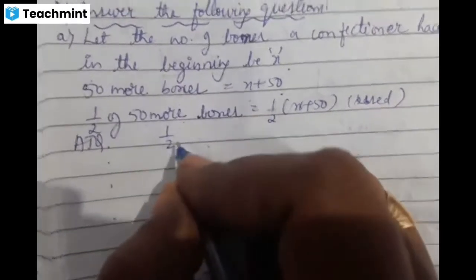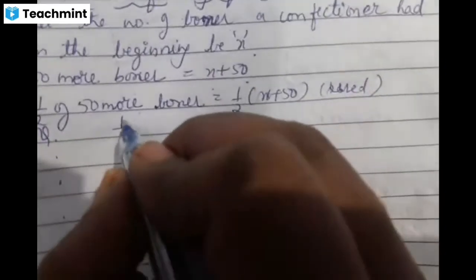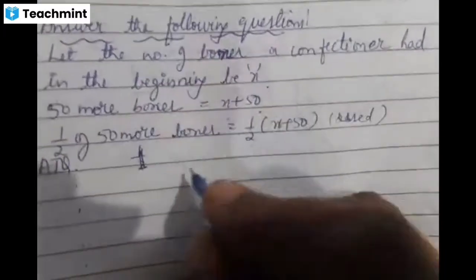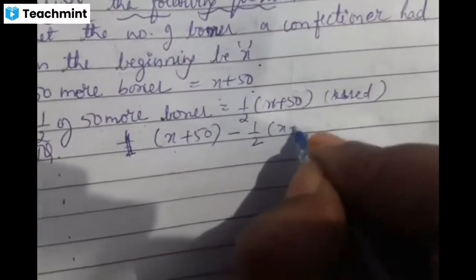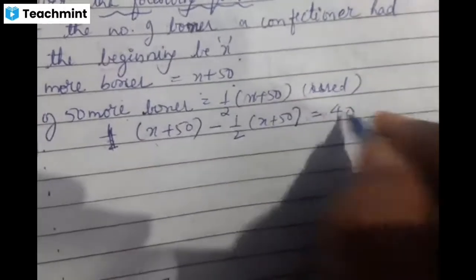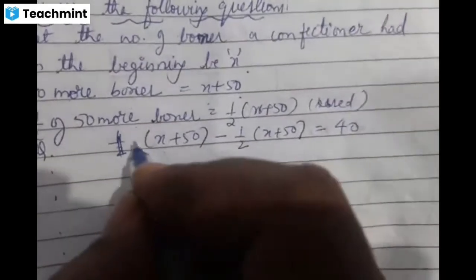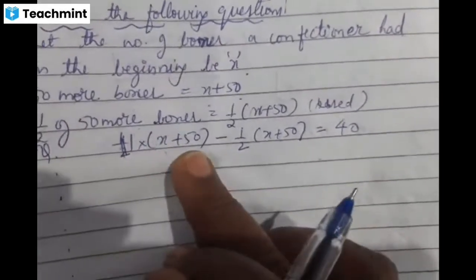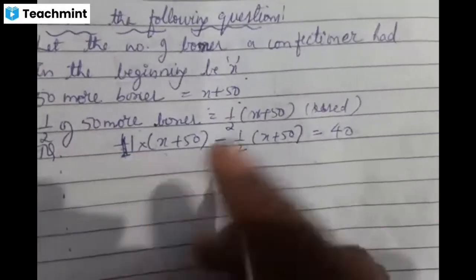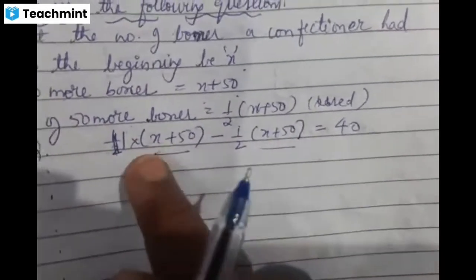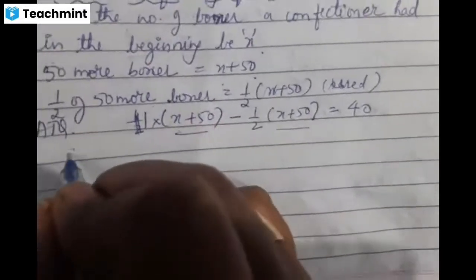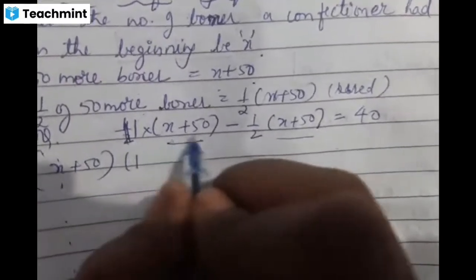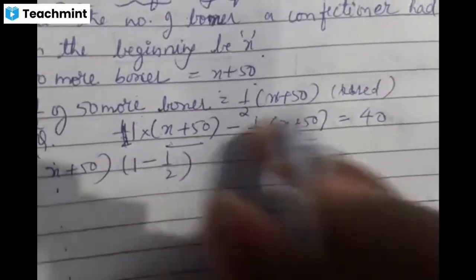After adding 50 boxes, how many did he have? x plus 50. How many were used? Half of x plus 50 were used. So how many were left? 40 boxes were left. In this way we have framed the equation here. x plus 50 is nothing but 1 into x plus 50. Why have I written into 1? Because here I have two terms, so the binomial is a common term. Keep it outside: x plus 50 into what is left, in the first term, 1, minus 1 by 2 in the second term.